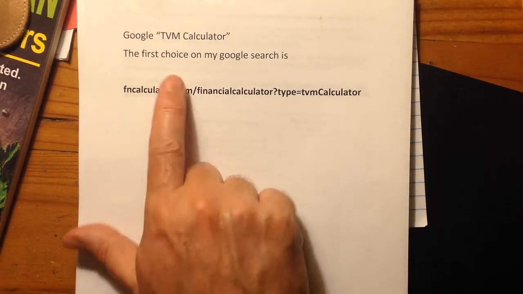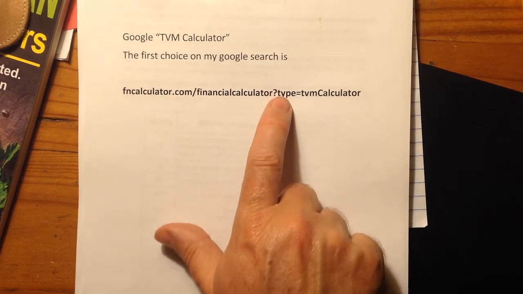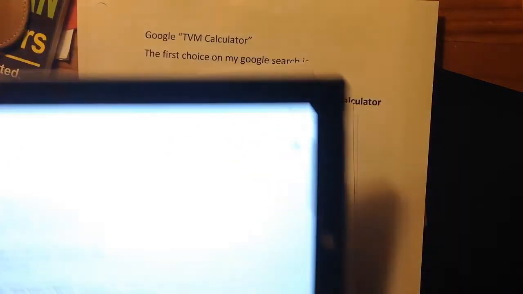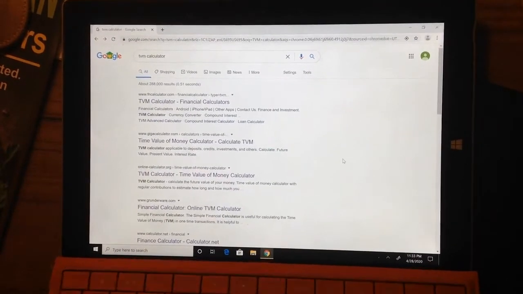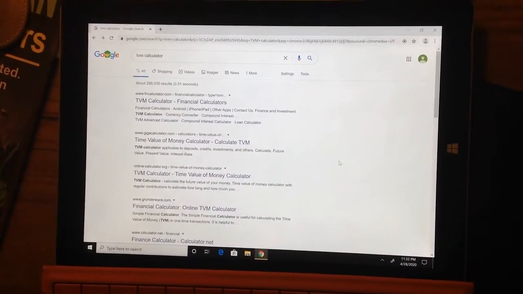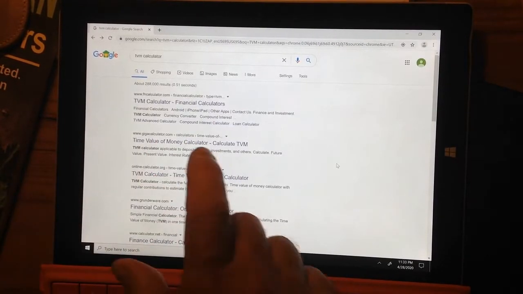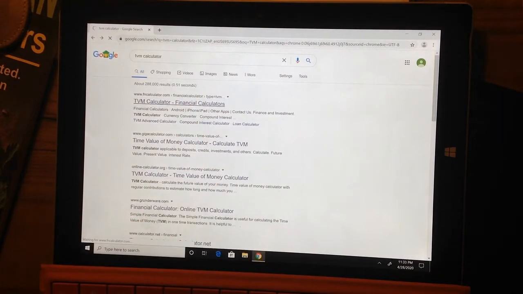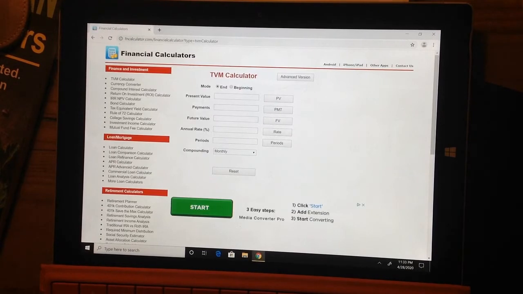The first choice, at least when I did it, was fncalculator.com, the financial calculator, type equals TVM calculator. Okay, and I'll show you that right here. So here is my Google search, TVM calculator, and here's my first result, TVM calculator, financial calculators, fncalculator.com. And it takes us to this website, financial calculators, TVM calculator.